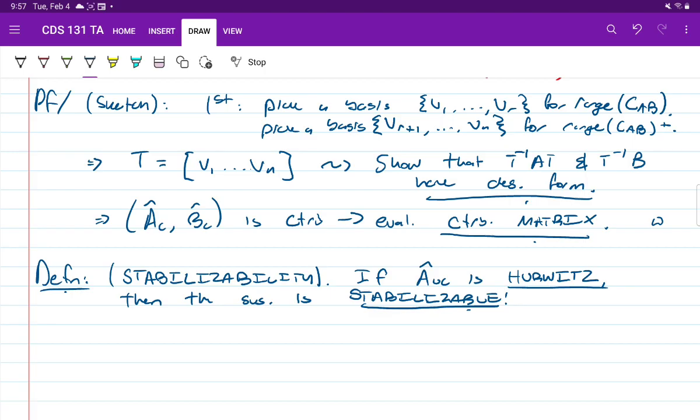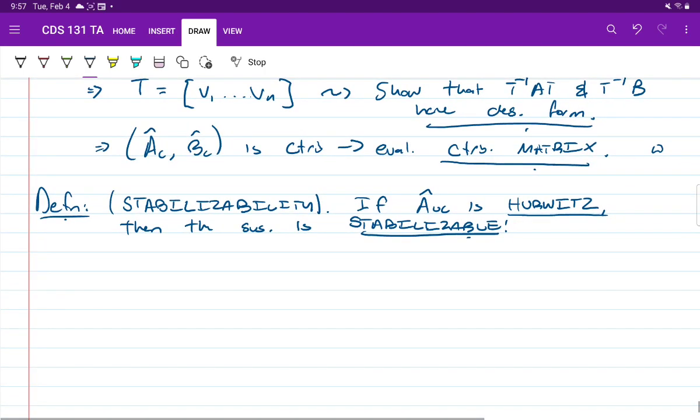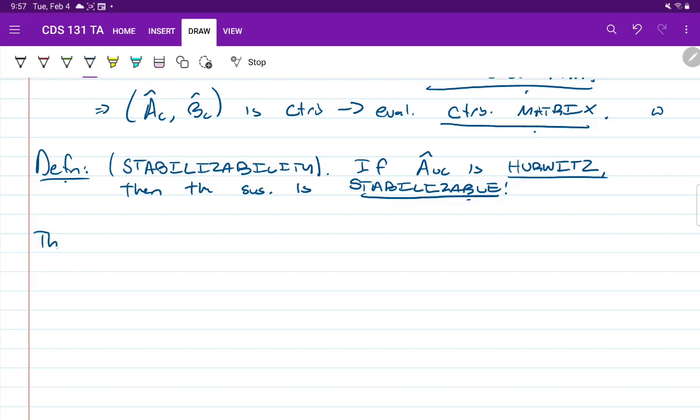Okay? So if this part that we have no control over is already stable, then we declare our system to be stabilizable. All right? Now I just want to state one final theorem about how you can go ahead and check for stabilizability. I'm not going to prove this theorem. I'm just going to tell you what it is. This is called the PBH test for stabilizability.